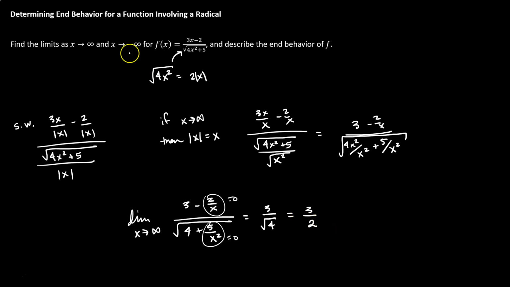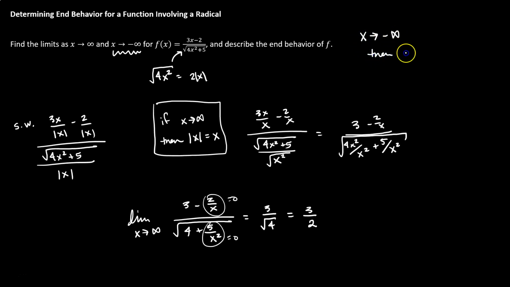If you want to do the limit as x goes to negative infinity, you'll repeat the argument. The only difference would come in right here. So if you're doing the limit where x goes to negative infinity, then the absolute value of x is going to look like negative x. So you would just make that replacement and then continue on.